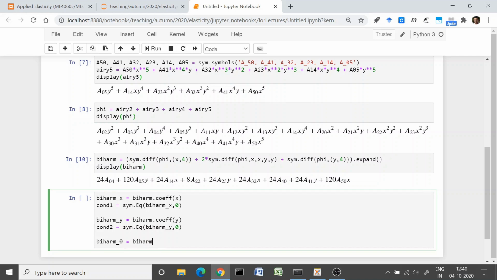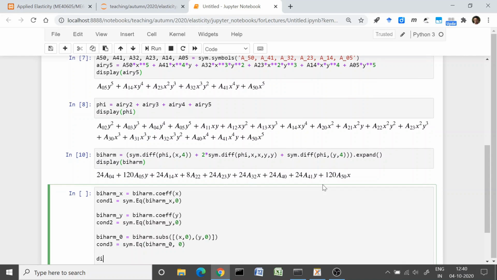And that can be done by the substitution of x0 and y0. So what I'm basically doing here is, let me just complete this in a minute, and then I'll show it to you directly. So let's display the 3 conditions: condition 1, condition 2, and condition 3.